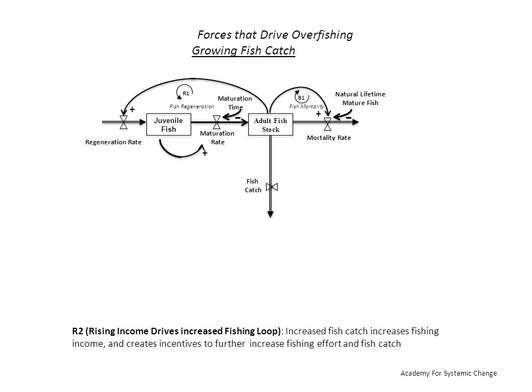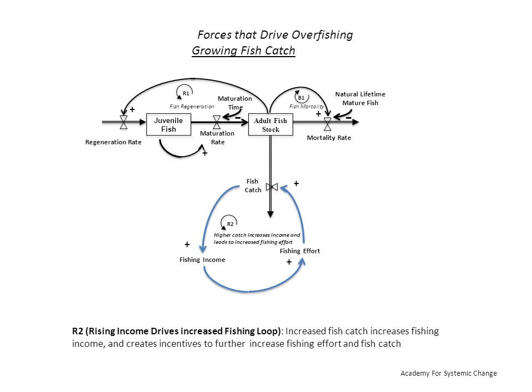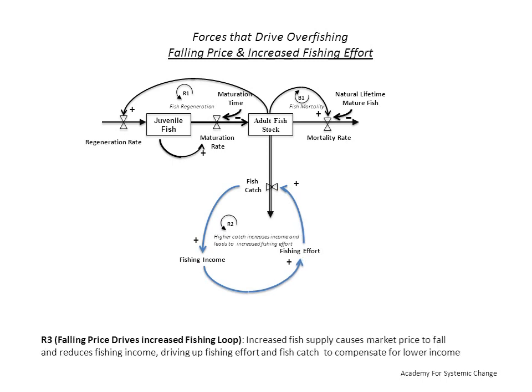The following series of diagrams characterize basic forces that drive overfishing in fisheries around the world. The first set of forces start with fish catches rising, leading to increased incomes, leading to incentive to fish harder to drive incomes still further. This first loop, indicated as R2, drives increasing fishing activity through increasing income and the desire to make still more money. Go on now to the next slide.